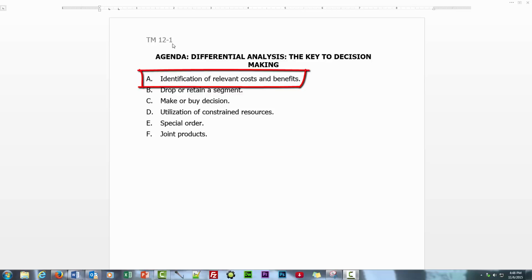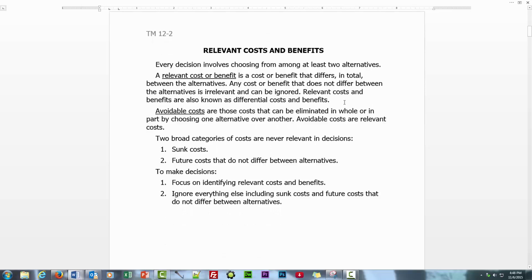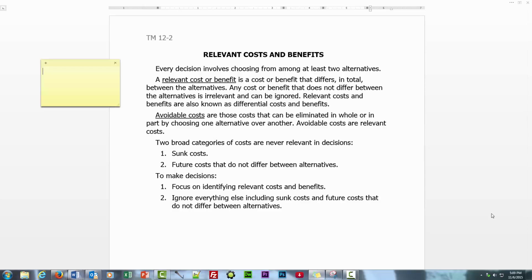We're using Transparency Master 12.1, and the first thing we're going to do is identify what a relevant cost or benefit is. Then we're going to see that one concept applied to drop or retain a segment, make or buy, utilization of a scarce resource, special order, and joint product. So let's move down. The first thing is we have to separate what a relevant cost is, and the big issue here is that we're talking about it for decision-making purposes only.